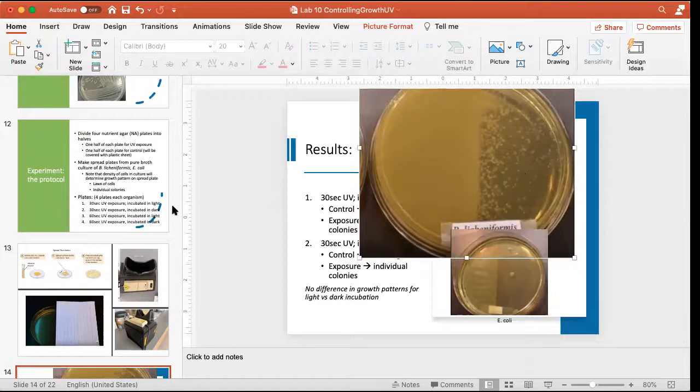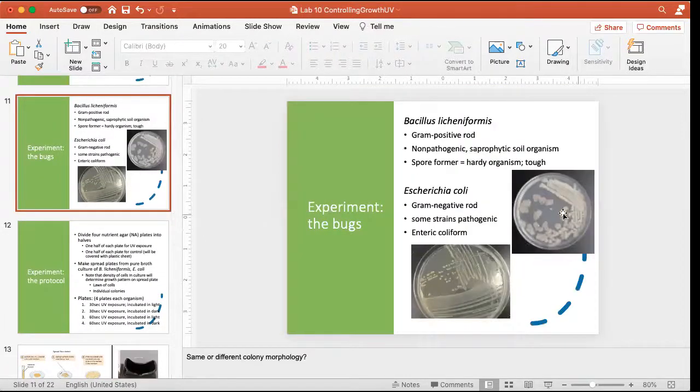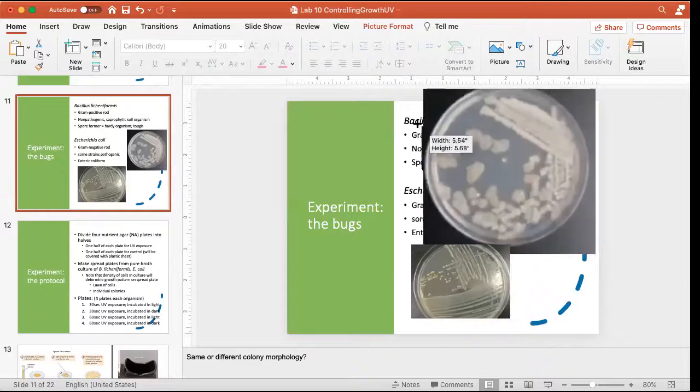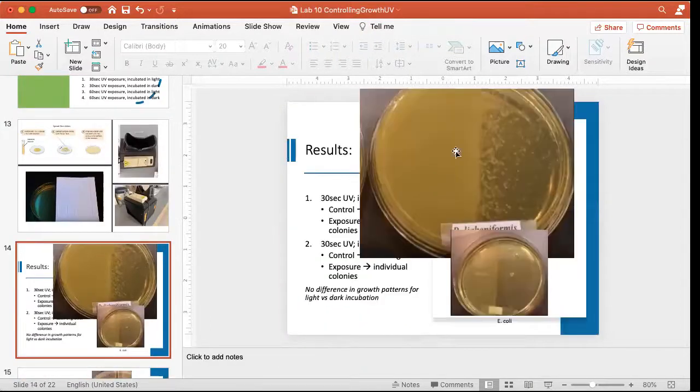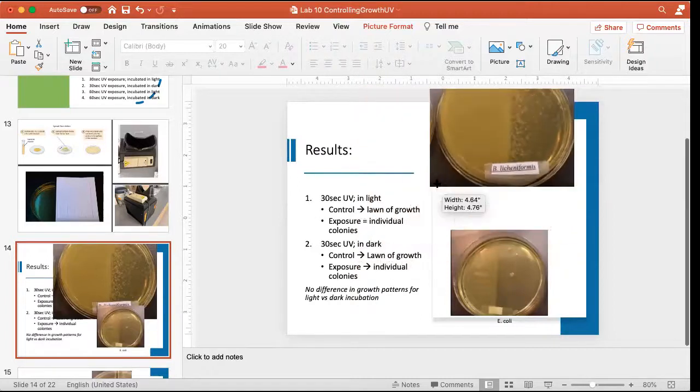Now, does this look like this? No, right? They're not growing like this, are they? But they're growing. So these cells we know are alive because they are dividing, but they're certainly not dividing as normally as we would see. So the colonies are much smaller than they would be normally. This happens to be the Bacillus licheniformis plate.